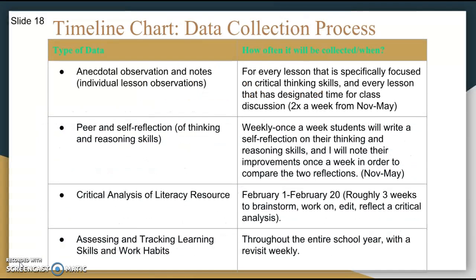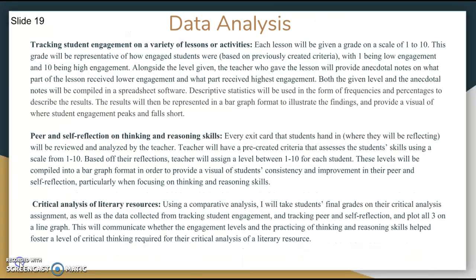To provide myself with a structured and visual plan of data collection, I have created a timeline chart. Anecdotal observation of lessons will happen twice a week from November to May. Peer and self-reflection will occur once a week, also from November to May. The critical analysis assignment will last for roughly 3 weeks, including brainstorming, work periods, editing, and reflecting, and this will take place from February 1st to February 20th. And lastly, assessing learning skills and work habits will occur throughout the entirety of the school year with a weekly revisit.